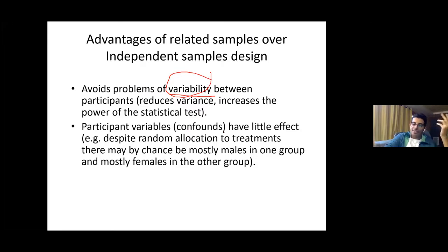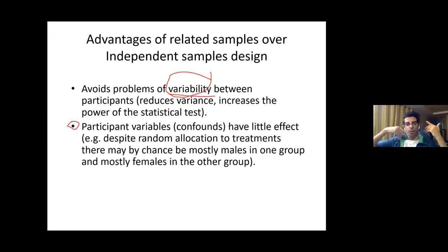Participant variables confounds have little effect. This is exactly the same point as one, but they bring this term called confounds. Basically, you don't have to worry that maybe him being a smoker caused the drug to work, or, believe it or not, just being elderly could possibly make a drug work or not. And you will learn that when you study STEP. There's something called being a slow acetylator and being a fast acetylator. These are two different populations, usually elderly versus young. Young are fast acetylators, and elderly are slow acetylators.